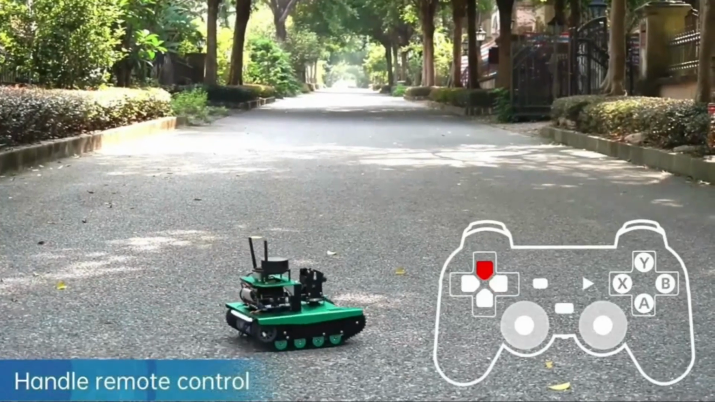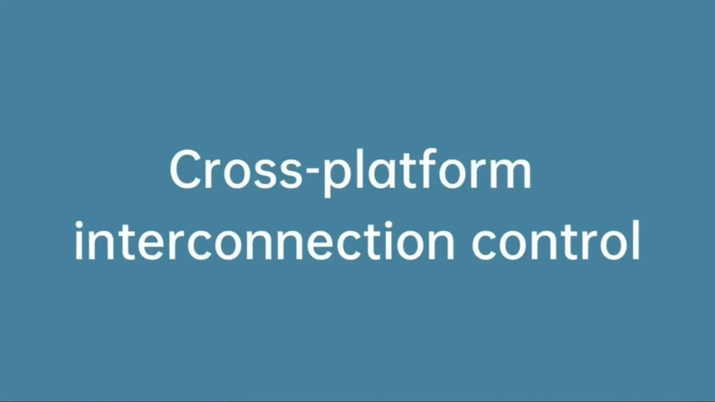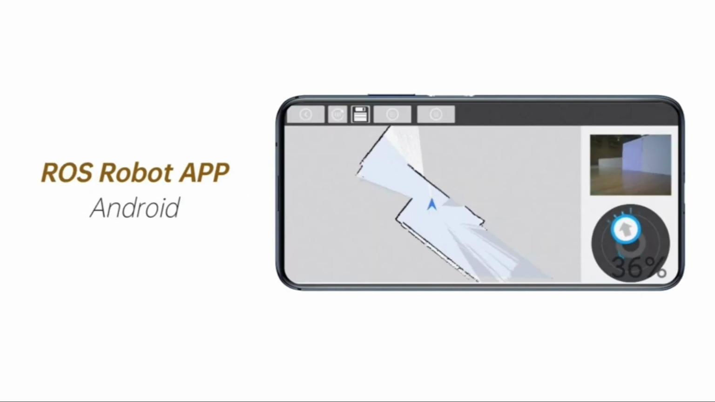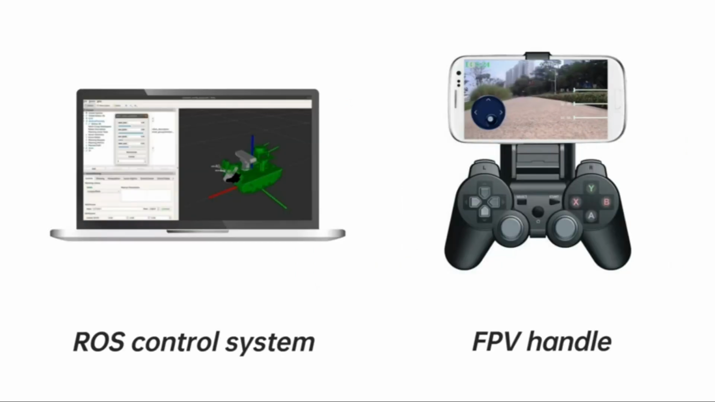Handle remote control mode, remote control feel better. Across platforms we offer a variety of control methods, such as Yahboom Robot App, ROS Robot App, Jupyter Lab, ROS Control System and FPV Handle Control.